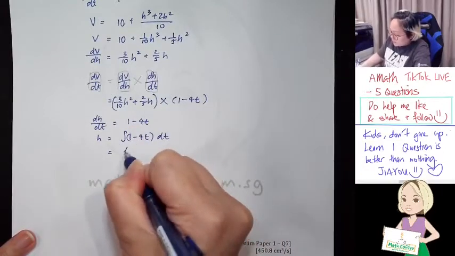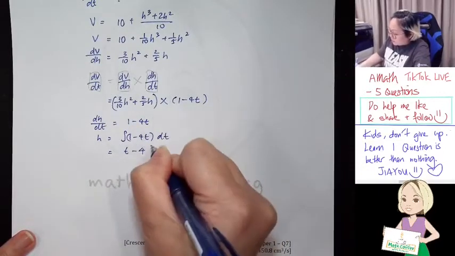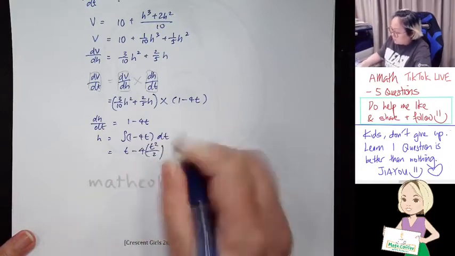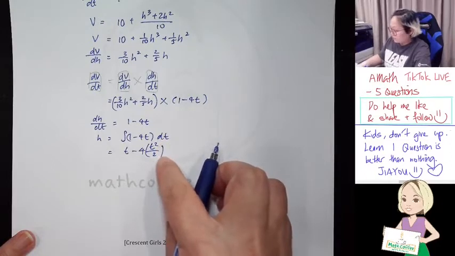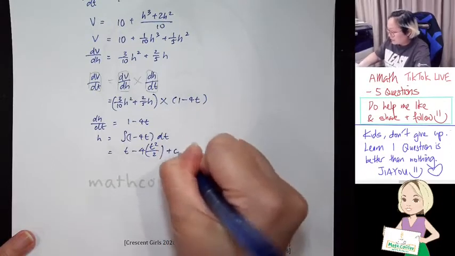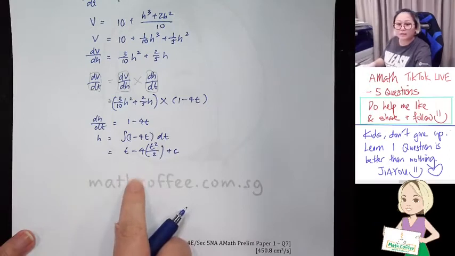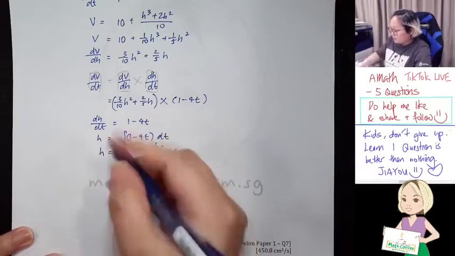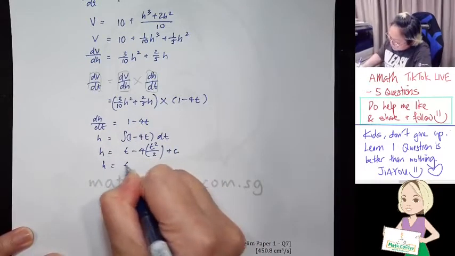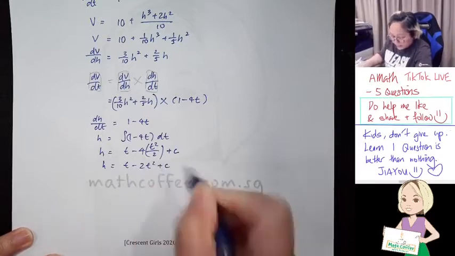Integrate 1 is just t. This one, copy the constant. This is t squared over 2. Power 1 plus 1, so it's 2 over 2. Then don't forget you have to plus c, because this is an indefinite integral. Okay, so then after that, how are we going to do? Let's simplify first. You have t minus 2t squared plus c.